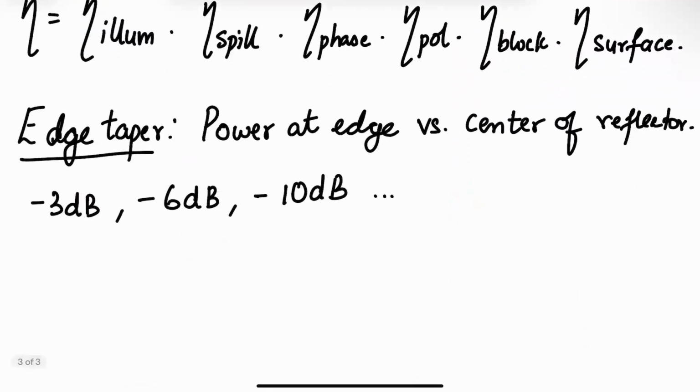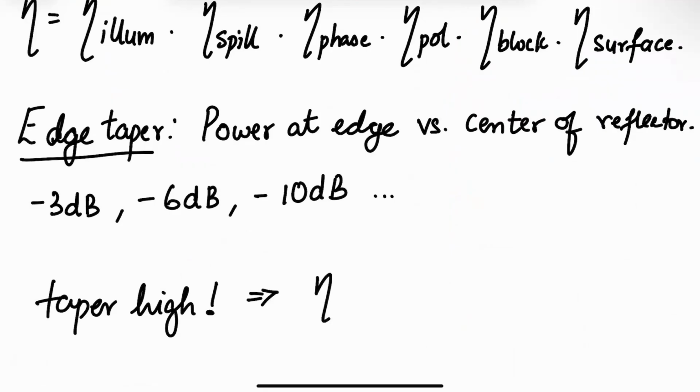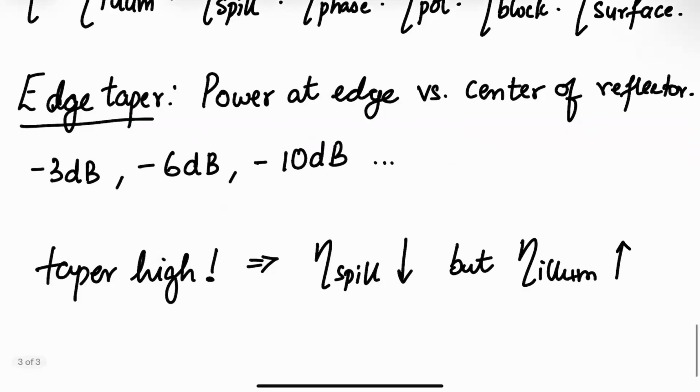So in words, what does that mean? If the taper is high, spillover efficiency is bad, poor, which means there's a lot of spillover, but illumination efficiency is high. Okay? So taper high meaning 0 dB is higher than -10 dB, right? So if the taper is -10 dB, it's low. If the taper is -3 dB, it's high.